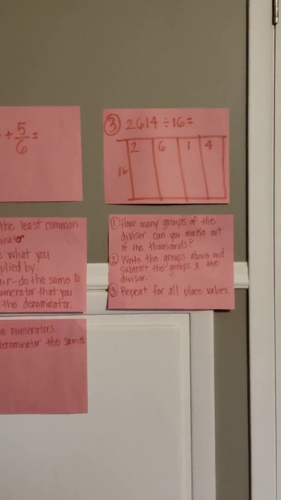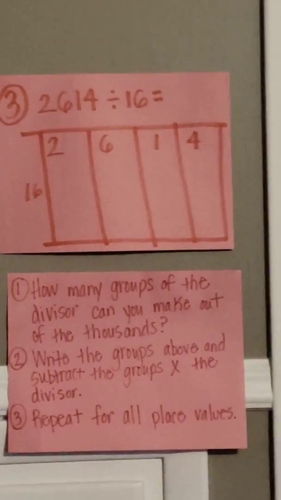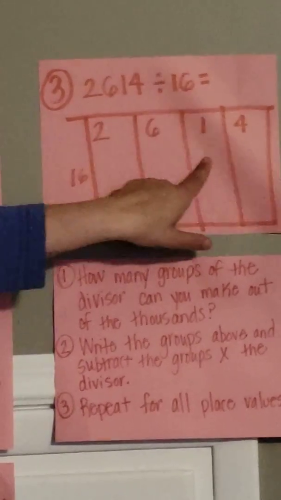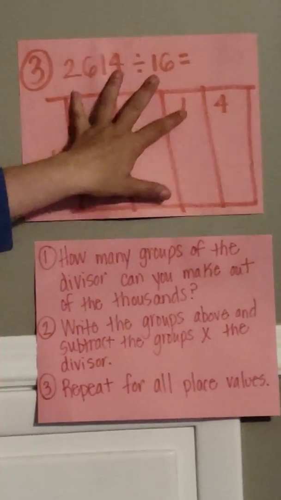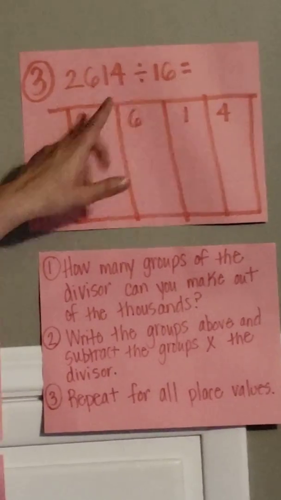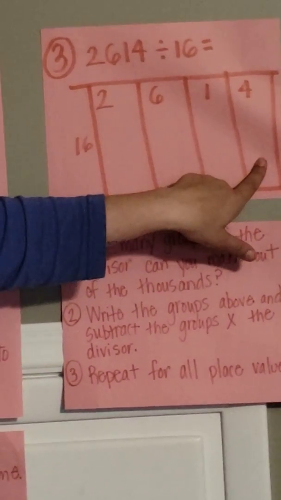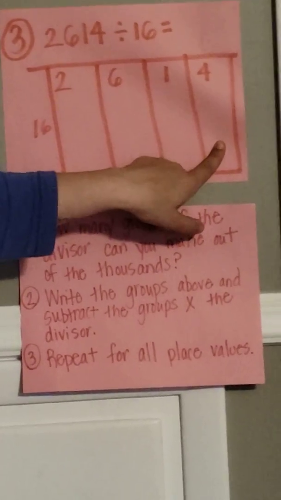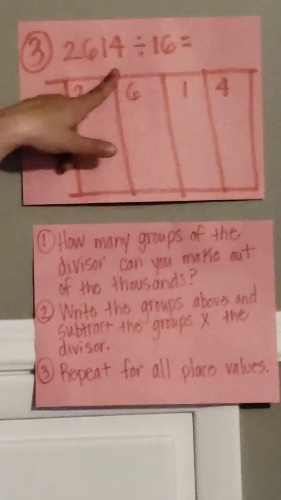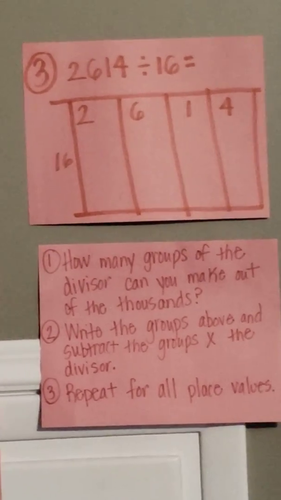Okay. Write down number 3. If you want to do the standard algorithm instead of this way, you are welcome to do so. If you know that you struggle with division, I'd like you to copy down this place value way and follow along with me each day to make it a little bit easier. 2,614 divided by 16.